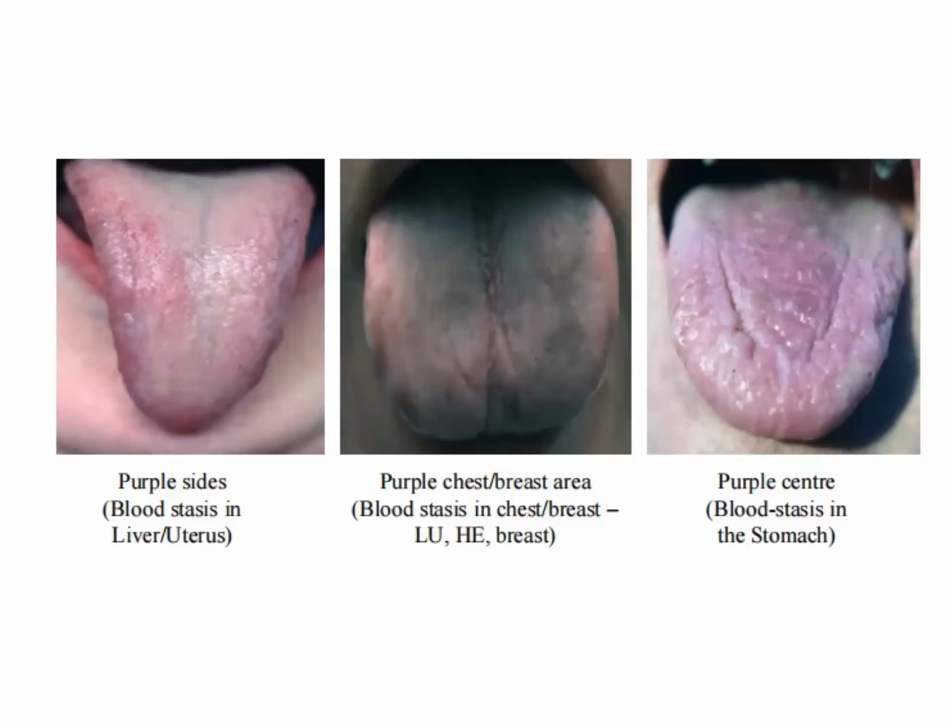So here we have pictures of the tongue with the partially purple areas. So here, the first slide on the left is the tongue with the purple sides. This could indicate blood stasis in the liver or uterus. The middle tongue, purple chest, breast area, blood stasis in the chest or breast, so lung, heart, and breast. Purple center, blood stasis in the stomach.